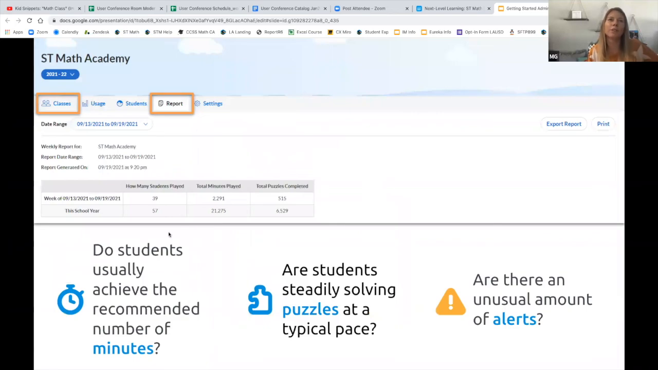Okay, once you are able to log in, there are a couple things to keep an eye out for. Do students actually achieve their minutes? Are they steadily solving puzzles at a typical pace? And are there any alerts where students are stuck?